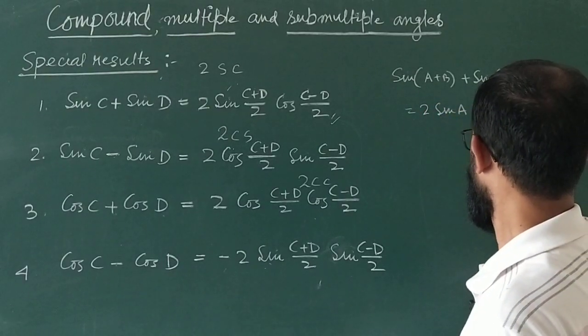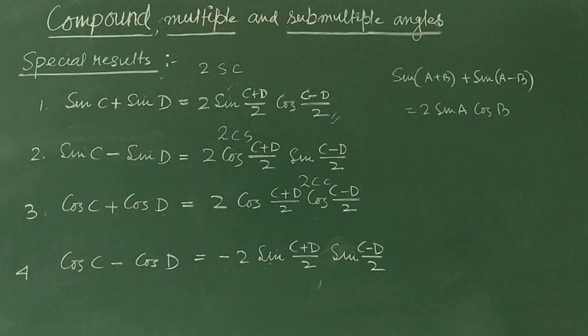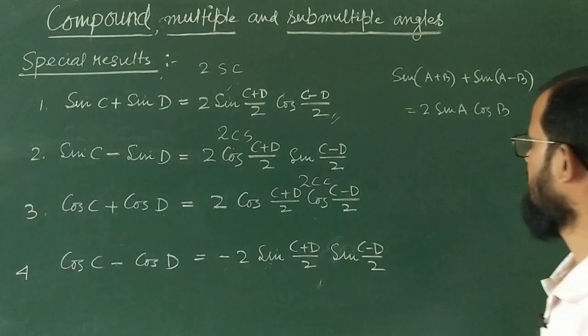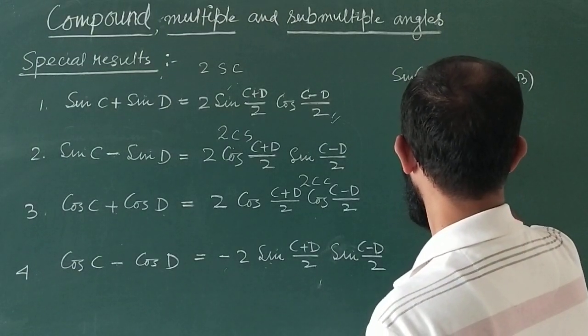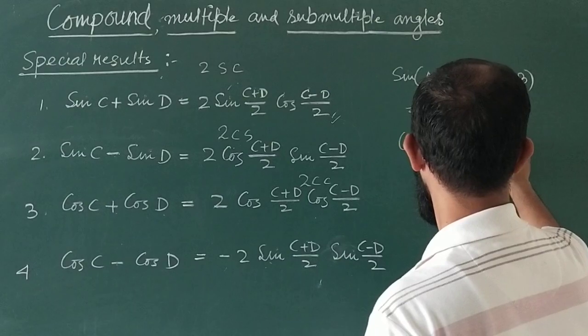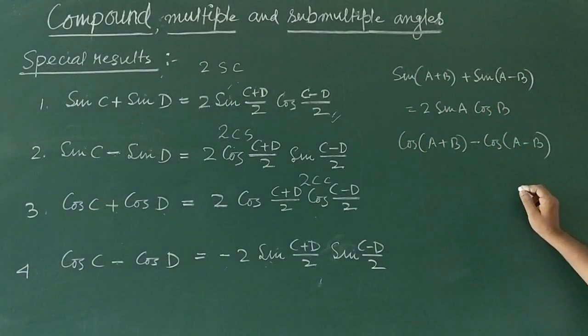2 sin A into cos B. This particular formula I have given you in the last class. I am using this particular formula. Another formula, you know, cos(A+B) minus cos(A−B). What is the formula?